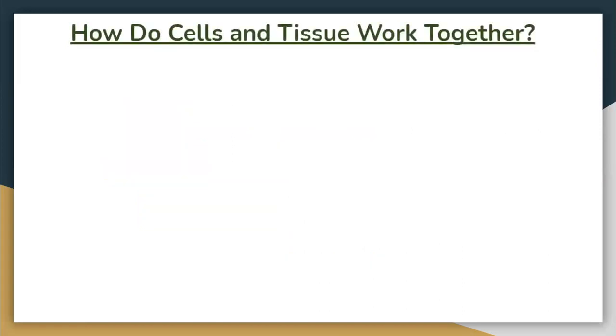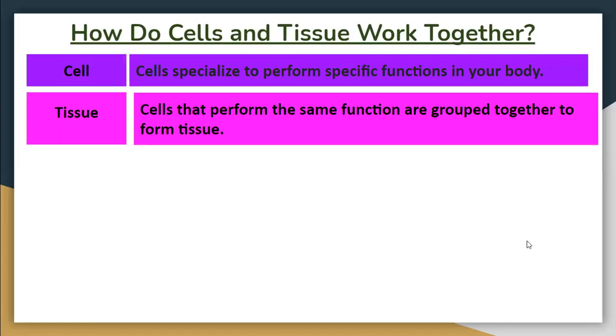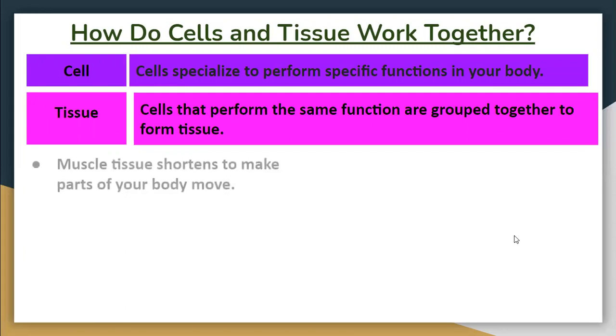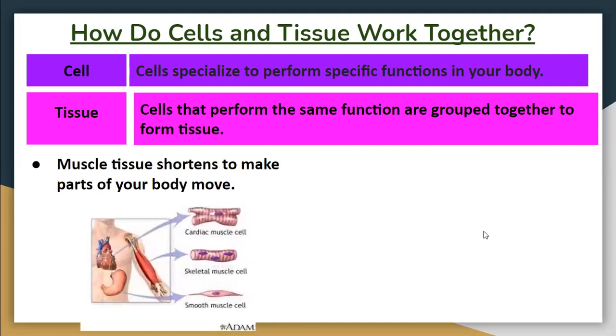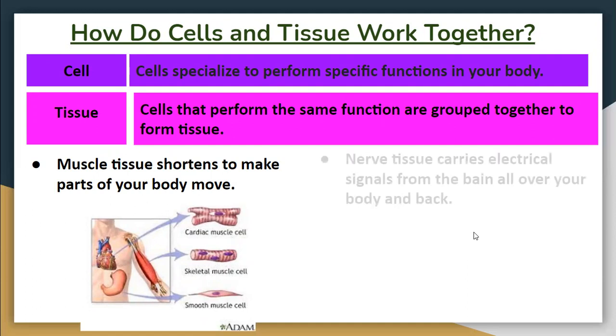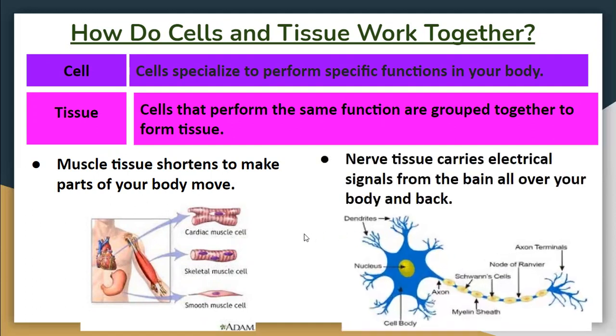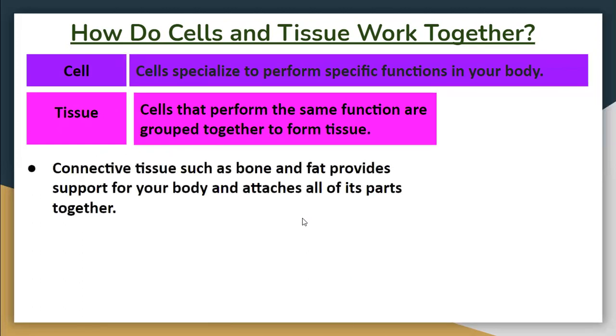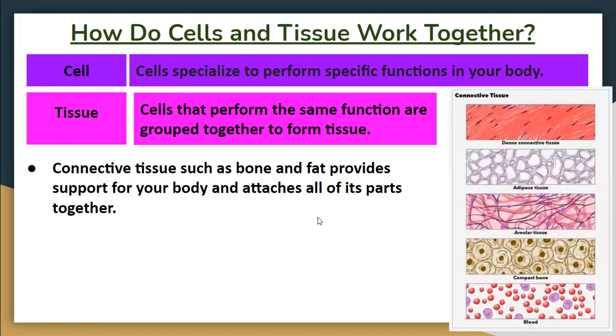How do cells and tissue work together? Well, there's your definition of cell and tissue, right? Cells are smaller, tissues are more cells put together. So muscle tissue shortens to make parts of your body move, so that the muscle tissue will shorten to make your arm move, for example, or make it bend. Nerve tissue carries electrical signals from the brain all over your body and back. That's a nerve cell. Connective tissue such as bone and fat provides support for your body and attaches all of its parts together. So these are different connective tissues. Let's see the different ones, how they would look under a microscope.